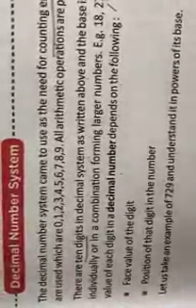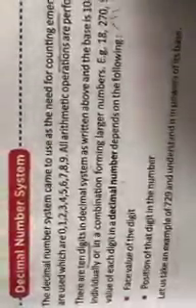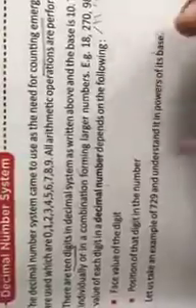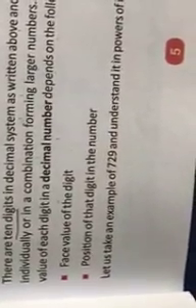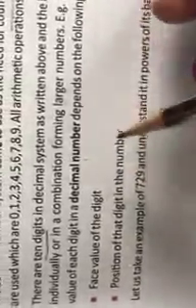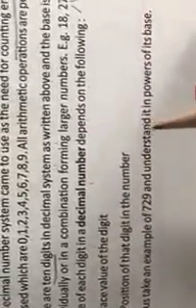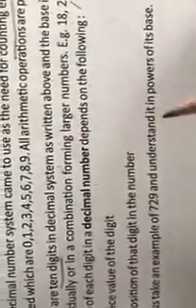The value of each digit depends on the following. First of all is the face value of the digit, and secondly, the position of that digit in a number. You have learned this in your mathematics also: face value, place value, expanded form.